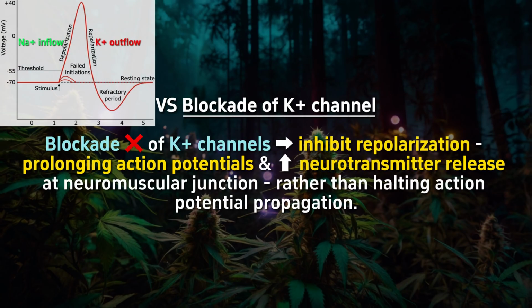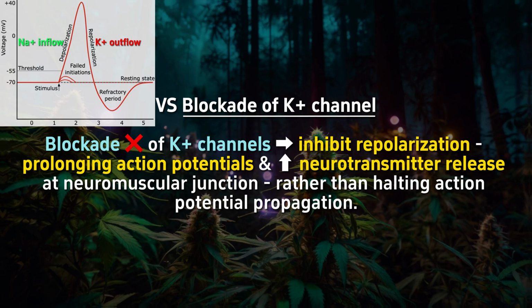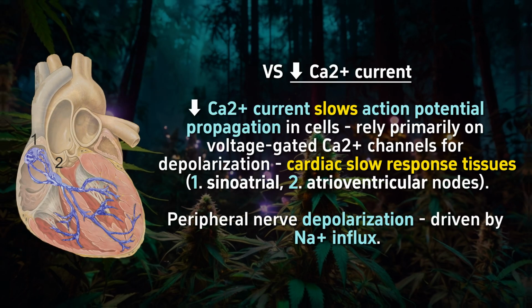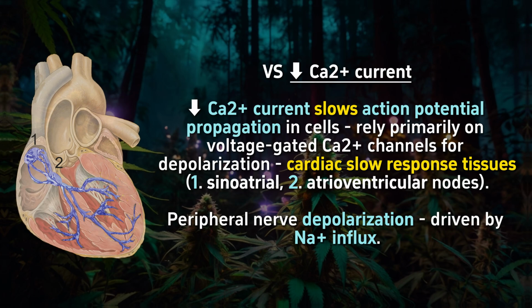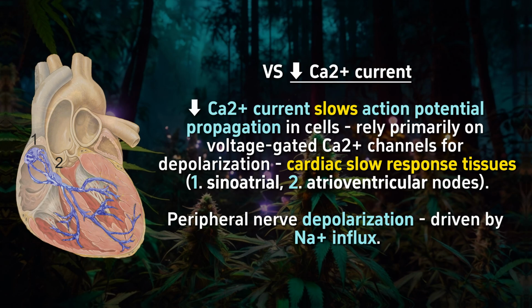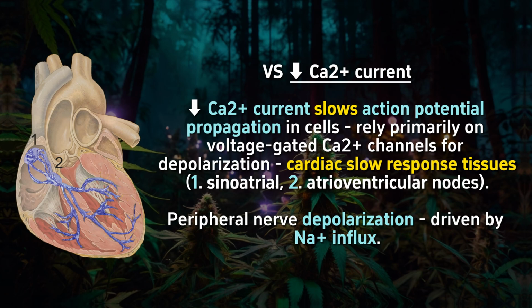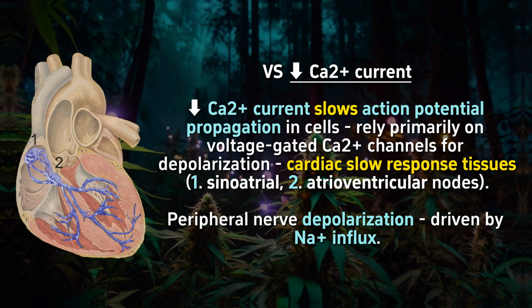Blockade of potassium channels would inhibit repolarization, thereby prolonging action potentials and increasing neurotransmitter release at the neuromuscular junction rather than halting action potential propagation. Decreased calcium current slows the action potential propagation in cells that rely primarily on voltage-gated calcium channels for depolarization, such as cardiac slow response tissues, for example, sinoatrial and atrioventricular nodes. Peripheral nerve depolarization is driven primarily by sodium rather than calcium influx.